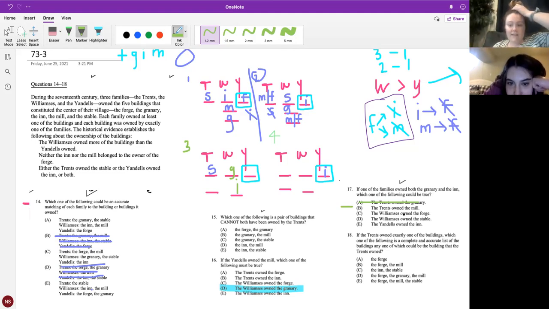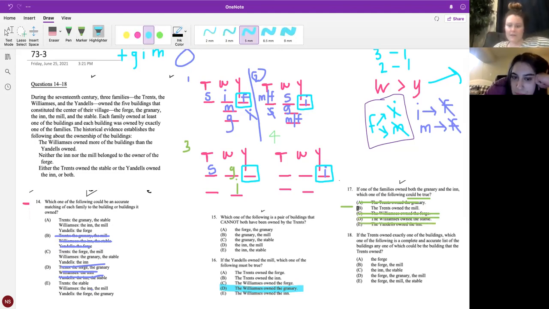This is what's really nice on this could be true, is we can check the other ones so easily. Yeah, no, I get that. Owns the forge. No, it can't happen. W owns the stable. No. The Y's own the inn. No. B. I think that's why I like it, because you get to double check everything.